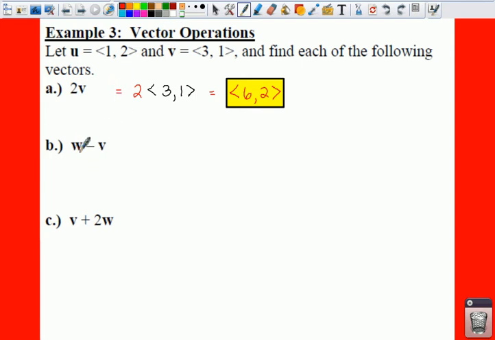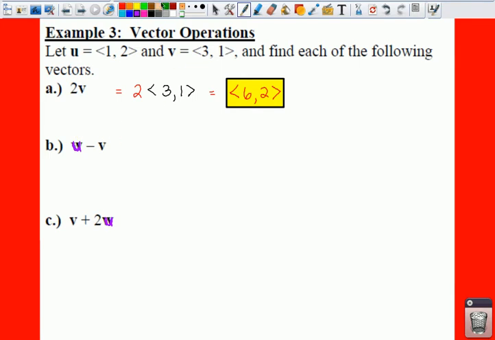Now, we got a little confusion here. These should not be W's. These should be U's. My apologies. Actually, my secretary apologizes. This should be U minus V, and this would be V plus 2 times U. It's hard to do a W if you don't have a W.